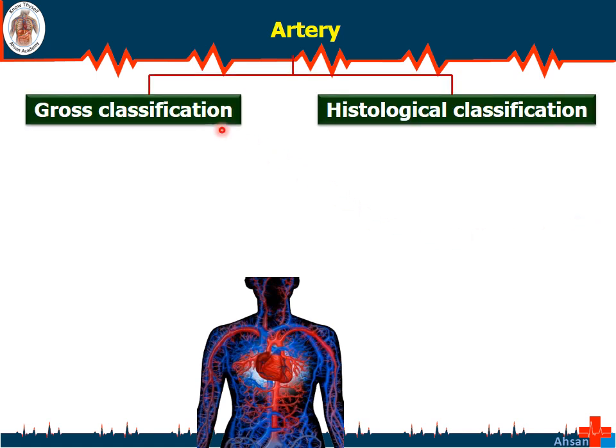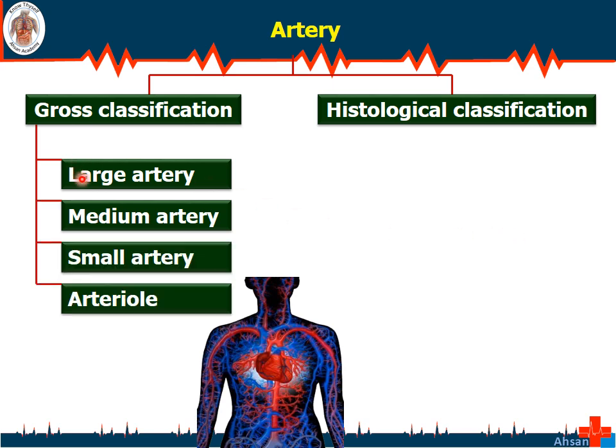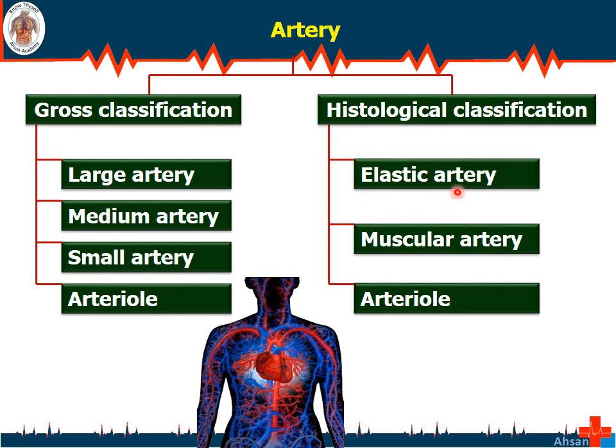So artery may be classified on direct observation. This is gross classification. Under microscope is the histological classification. So grossly, artery may be large artery, medium sized artery, then it becomes small artery and arteriole. Histologically, the wall composition is elastic in nature, then it becomes muscular in nature, and then a definite type of wall containing artery is known as arteriole, that we will describe in detail.